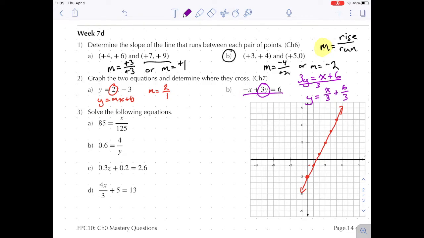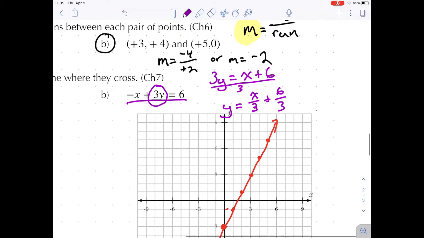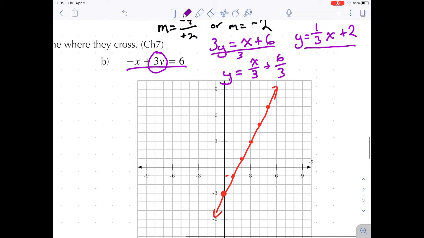Now I'm going to rewrite this in a much more friendly version. So y is equal to 1/3 x plus 2. Now this is an easy equation to graph. We start at our +2, and then our slope is 1/3. So that means we go up 1 over 3. So we go up 1 over 3, up 1 over 3, straight line. That is our second equation, and we can find the point where they cross. It's right here at 3, 3.